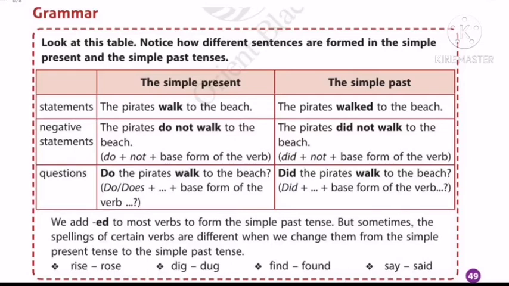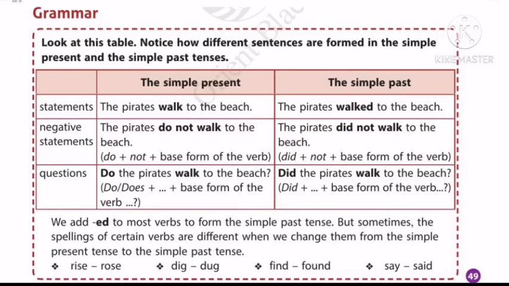See the next one, how we can make questions in simple present tense. Same statement. It is a plural subject, so we'll begin with do. Do the pirates, then the base form of the verb walk to the beach, question mark. Then in simple past tense, we'll begin with did. Did the pirates, then the base form of the verb walk to the beach, then the question mark. So children, understand the difference between the simple present tense and simple past tense.